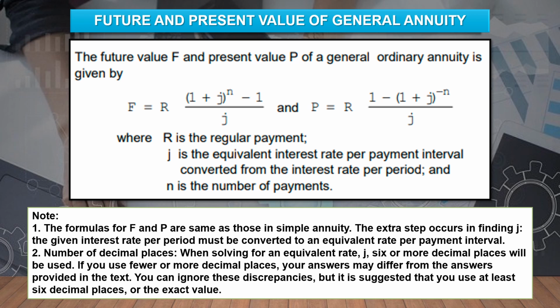So the number of decimal places when solving for an equivalent rate j should be 6 or more decimal places. If you use fewer or more decimal places, your answers may differ from the answers provided in the text. So you can ignore these discrepancies, but it is suggested that you use at least 6 decimal places or the exact value. Okay, so that's all for our review.